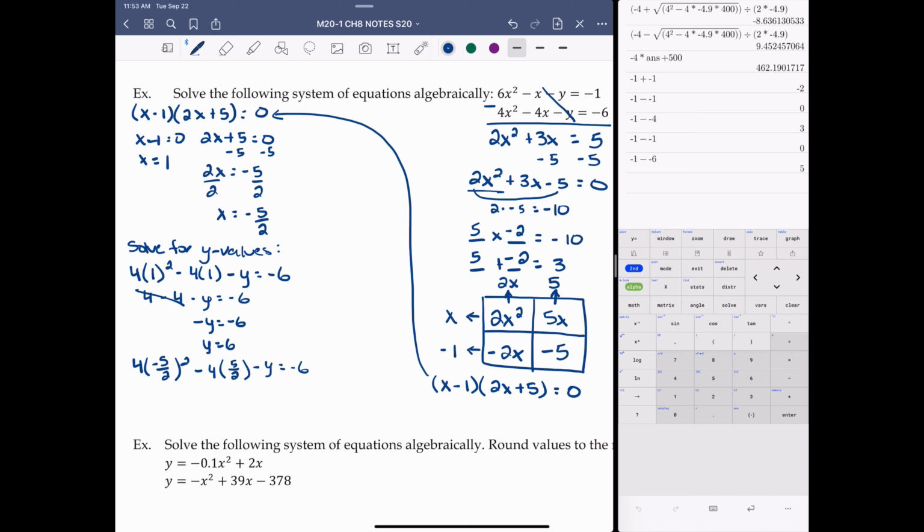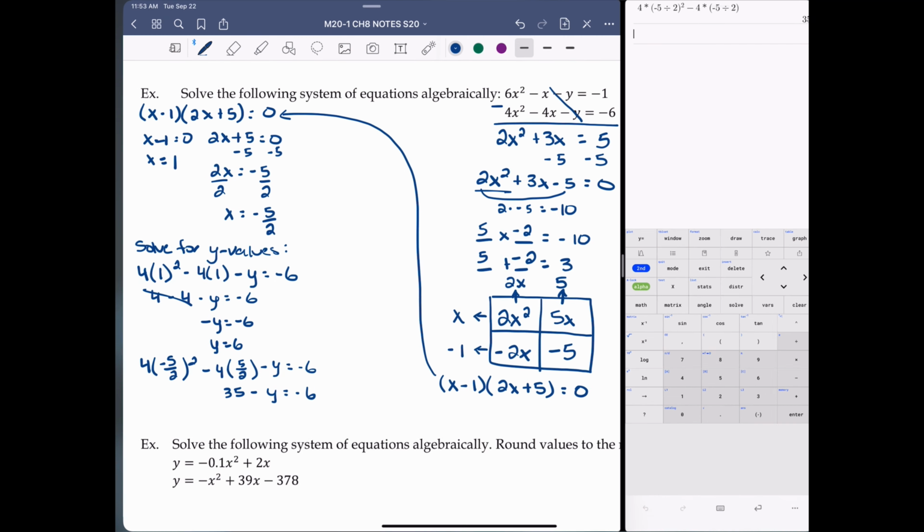I'm going to go to our graphing calculator and plug that all in. 4 times bracket negative 5 divided by 2, close the bracket, and then squared. Then minus 4 times bracket negative 5 divided by 2, close bracket. That all equals 35. So 35 minus y equals negative 6.